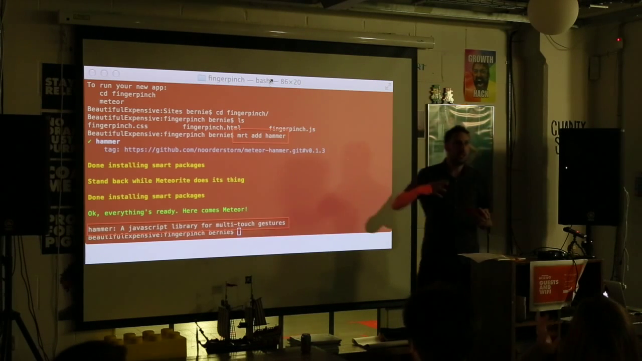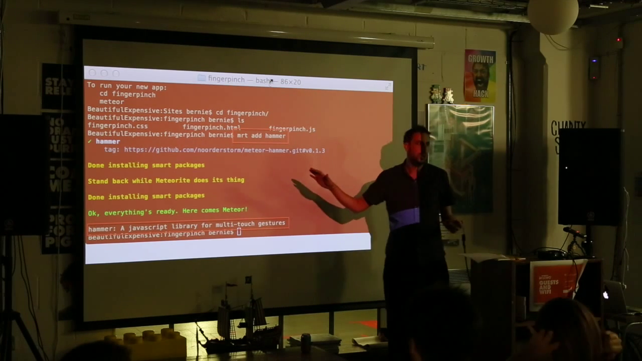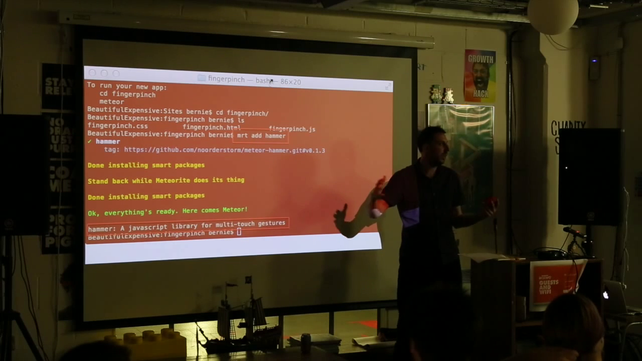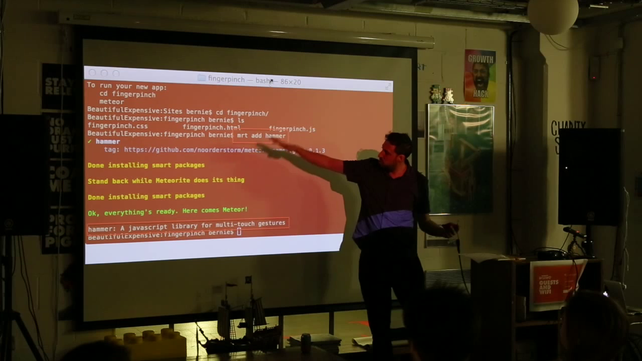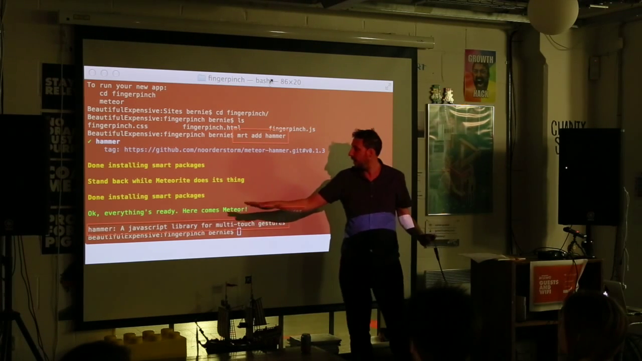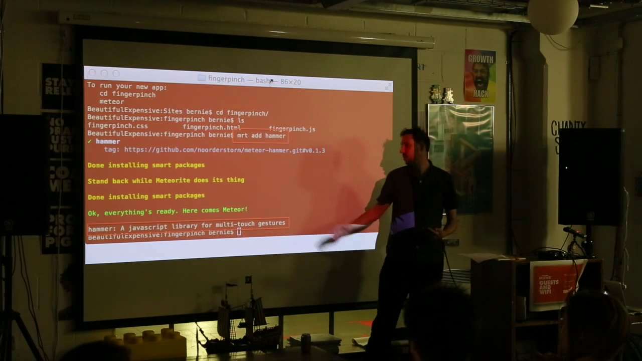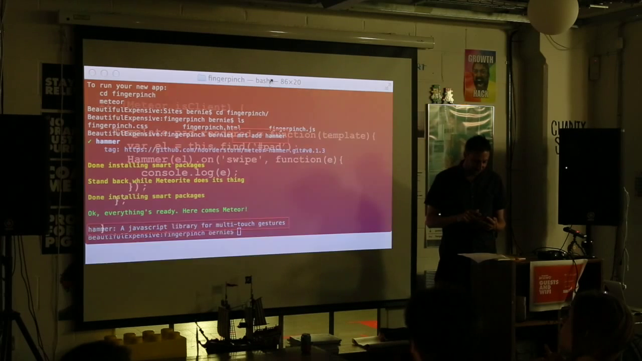So how do you get it? You make your Meteor app, get into your folder. Who's got Meteorite? Yeah, Meteorite. Then you just meteor add hammer. It comes in like this, beautiful. And you have got a JavaScript library for multi-touch gestures. Pretty cool.